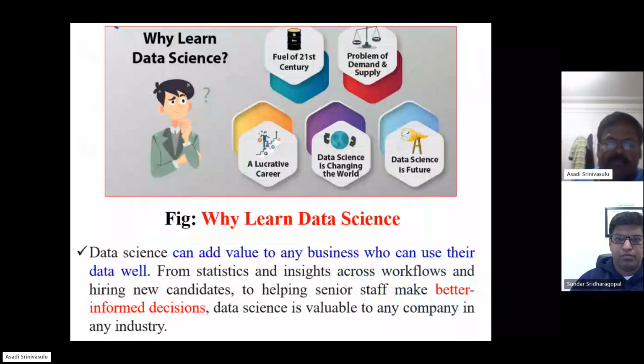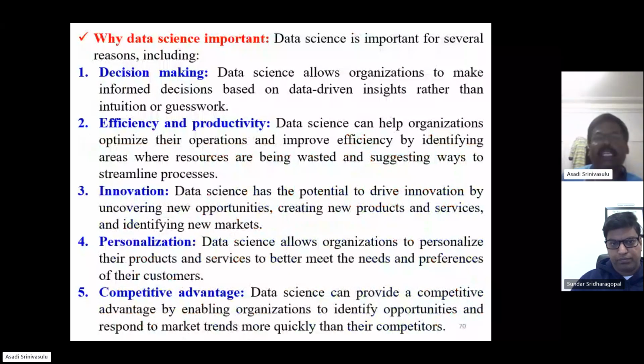And with data science, we can even generate statistics and insights across workflows, from hiring new candidates to helping senior staff make better informed decisions. Data science is valuable to any company in any industry. So these are the reasons why data science is important. In order to make decisions, data science will help us. Efficiency and productivity: in order to increase the products from the company or organization, and how efficiently that product is working, data science will help us.